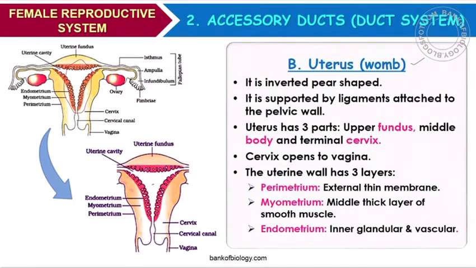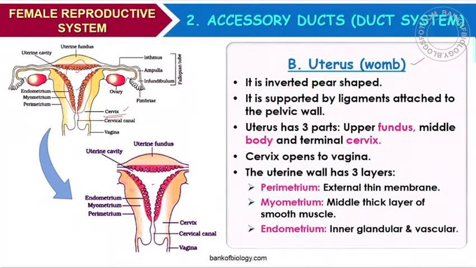Continuing, the uterus. In normal language we call it the womb. This is a bag-like muscular structure, inverted pear-shaped, as you are seeing. It is supported by many ligaments attached to the pelvic wall, as we discussed previously. It has three parts. One is the fundus, the second is the middle body, and the third is the cervix. This is the fundus, this is the middle portion, and the last portion is the cervix.